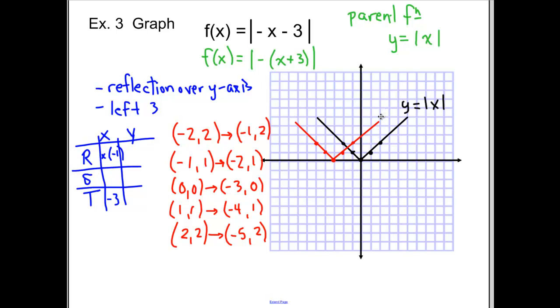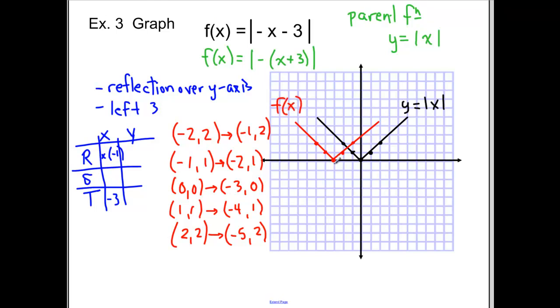None of these points actually moved. But this one did do the reflection. The reflection had to come before the shift left. So we reflected first, which didn't change anything, and then we shifted everything to the left 3. So that's why we only really see a shift left 3, but the reflection did happen as well. And I will just say that this is my function f of x right here.